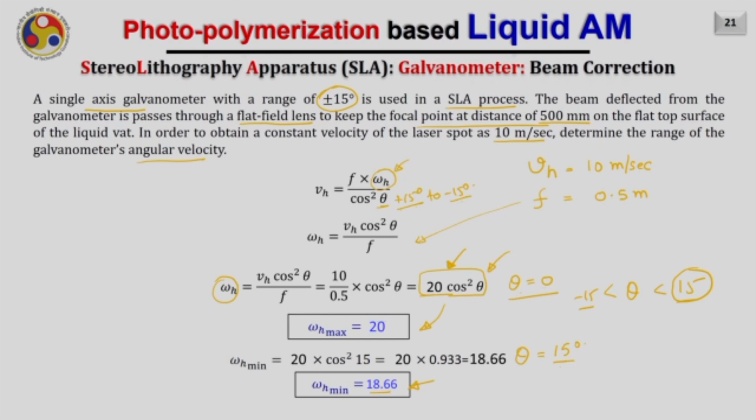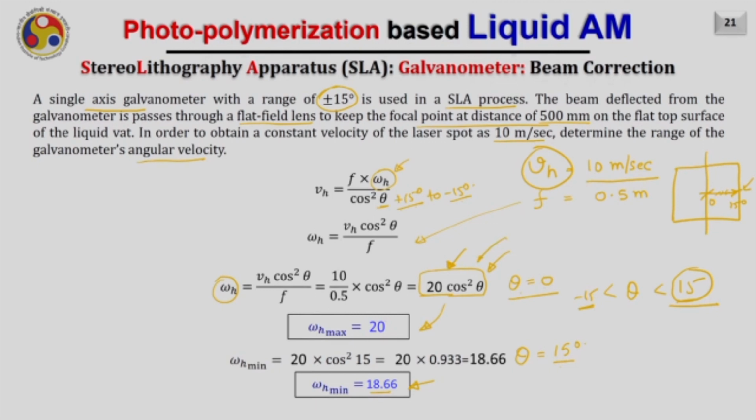Therefore, I can say that to keep the velocity Vh constant at 10 meter per second, when the laser beam is getting deflected by a galvanometer from minus 15 degree to 15 degree, for example, from center to this particular point where the galvanometer is changing from 0 to 15 degree, the angular velocity of the galvanometer should vary. It should be maximum at the center, 20 rotation per second, and in the end it should be 18.66 rotation per second. And in between also one can calculate it by this formula.